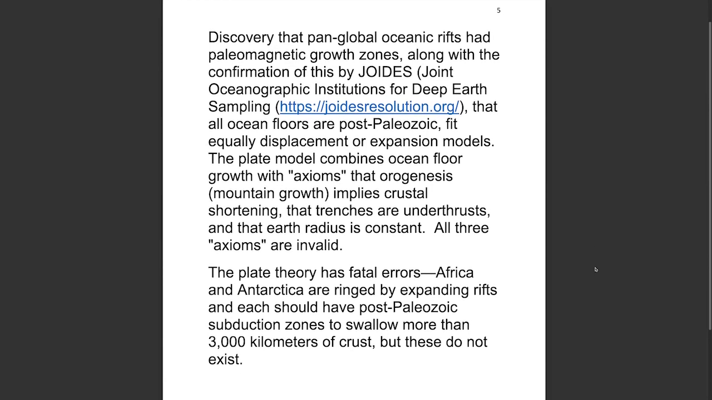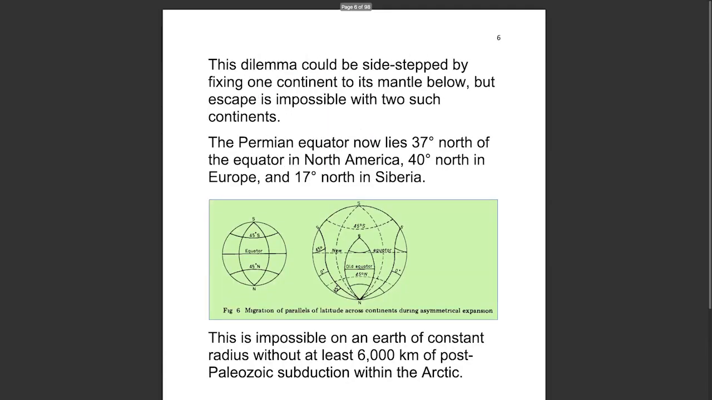Primarily, the biggest one is that Africa and Antarctica are ringed by expanding rifts. Each should have post-Paleozoic subduction zones to swallow more than 3,000 kilometers of crust, but they do not exist whatsoever. You're missing quite a bit of that. You have nowhere near that.